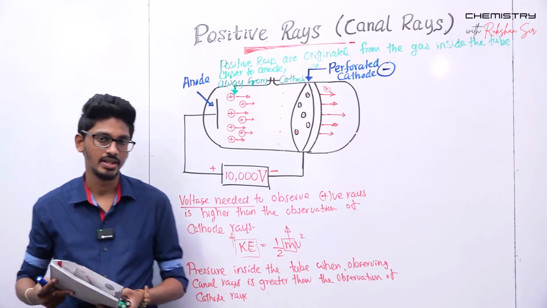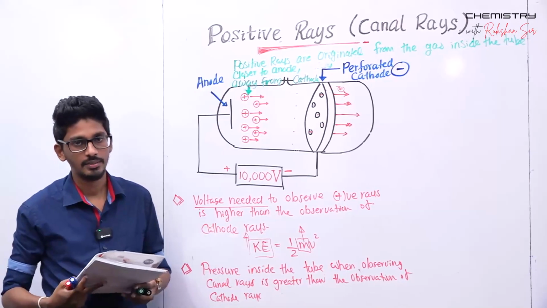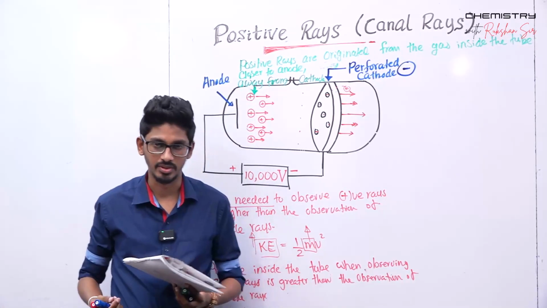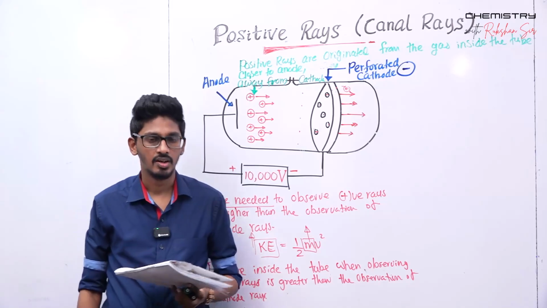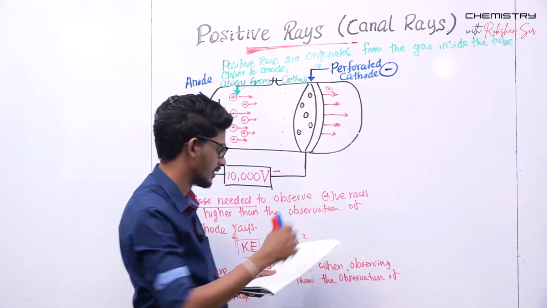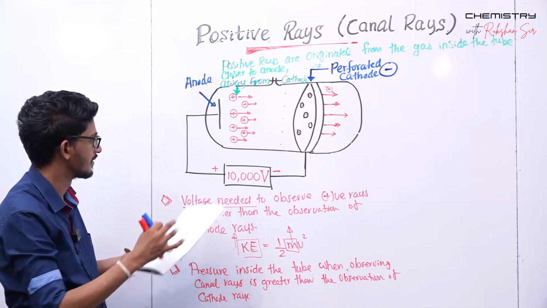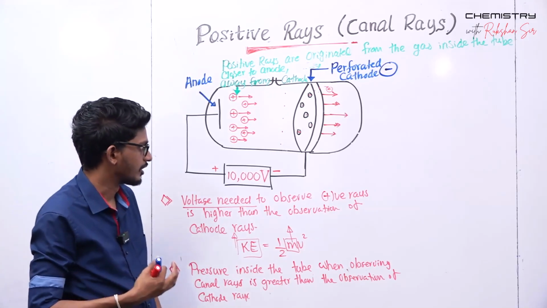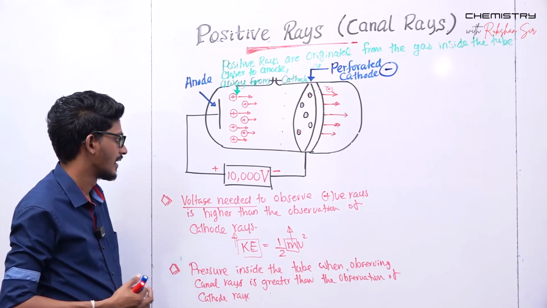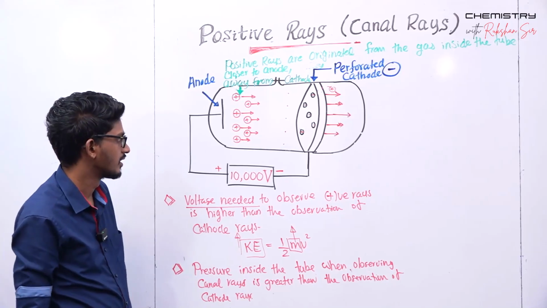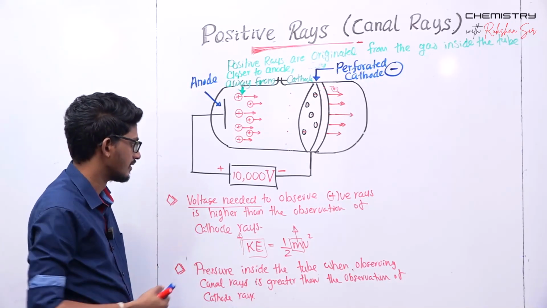So those are some clear ideas. You should know them, because they will be asked in your papers, in MCQs as statement questions. So this is all about the positive ray tube constructed by Goldstein, and some special ideas were discussed here.